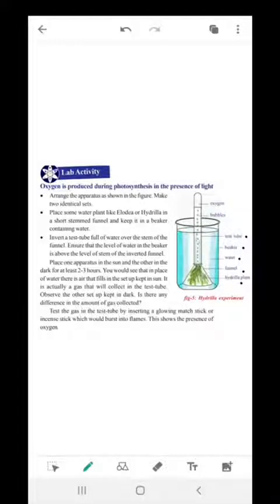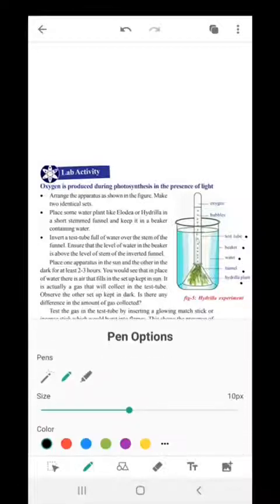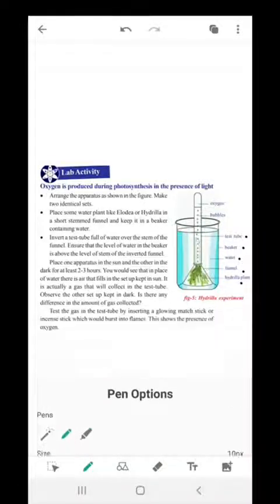Make two identical sets. Did you understand? You have to make two identical sets. How we arranged them, you have seen in the picture. Same like that you have to arrange. Place some water plant like Elodea or Hydrilla. Here is the important bit you can note down. If they ask for examples of aquatic plants, you can mention Hydrilla or Elodea plant.